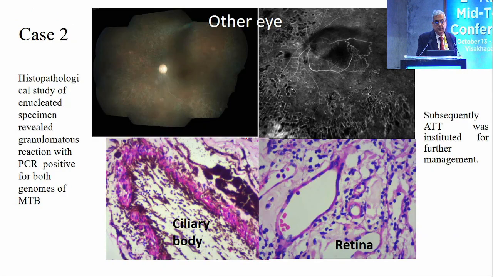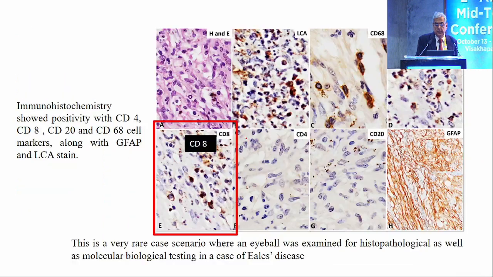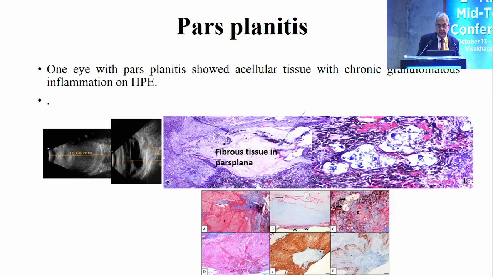In the case of Eales disease patients, in the other eye which was showing features suggestive of Eales disease, the eye which is painful and blind was removed, and you can see histopathologically multiple vascular channels surrounded by lymphocytes. These lymphocytes were CD3 positive, that is T cells, and these T cells were particularly T suppressor cells.